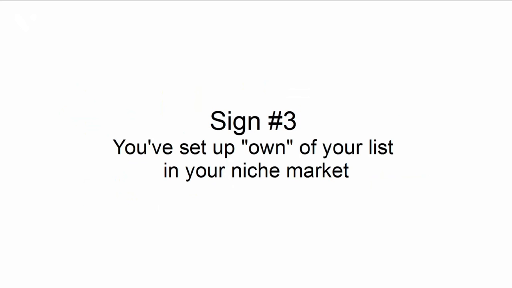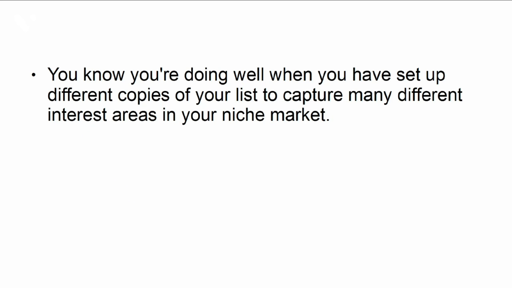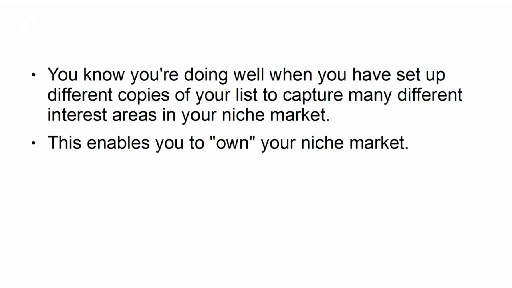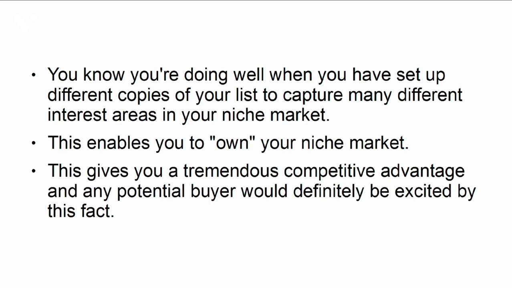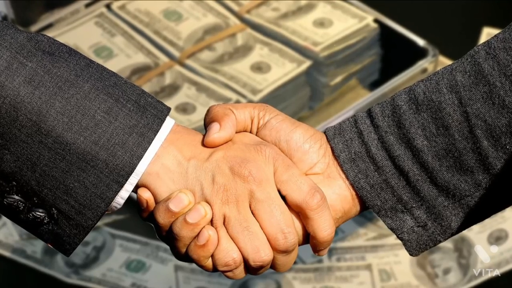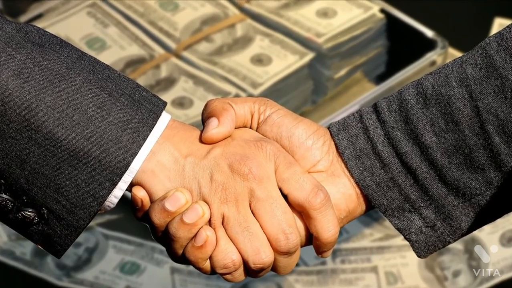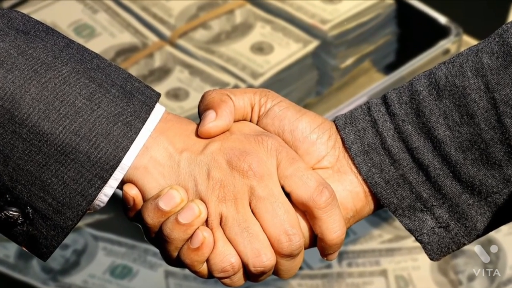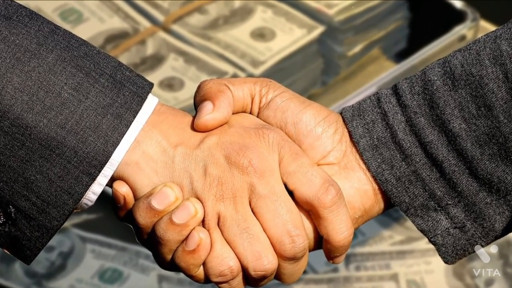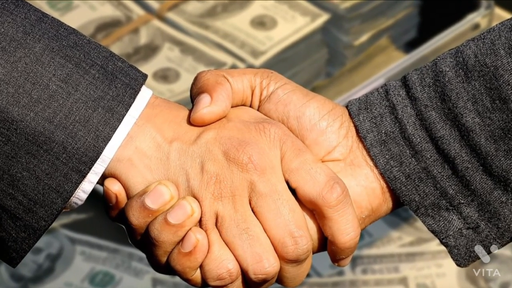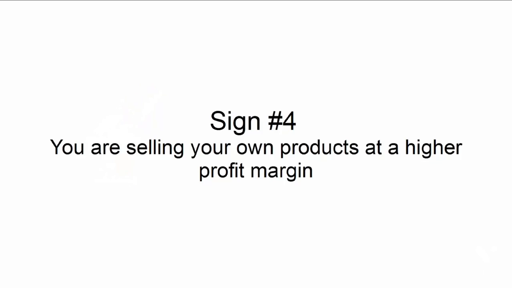Sign number 3. You've set up clones of your list in your niche market. You know you're doing well when you have set up different copies of your list to capture many different interest areas in your niche market. This enables you to own your niche market. This gives you a tremendous competitive advantage, and any potential buyer would definitely be excited by this fact. They are more likely to pay top dollar because they can rest assured they are not just a secondary player. When you have scaled up to this extent, they have gained some assurance that they are actually buying into a dominant marketing position.